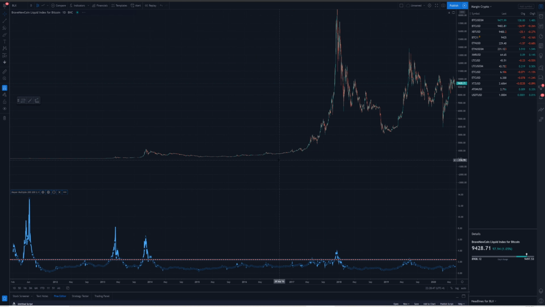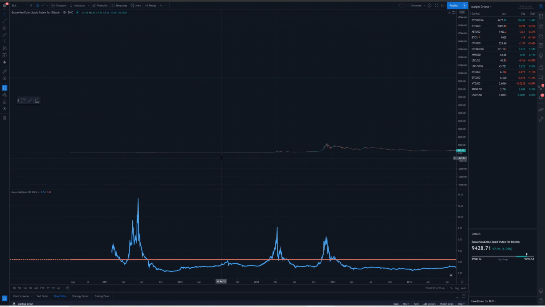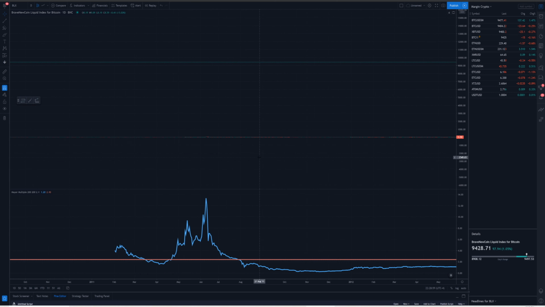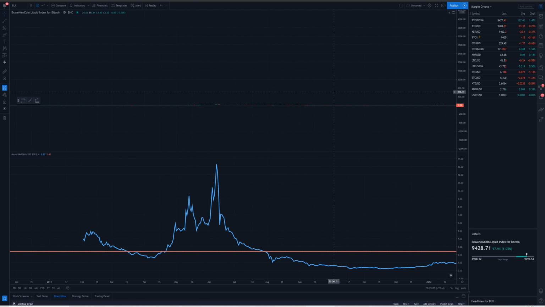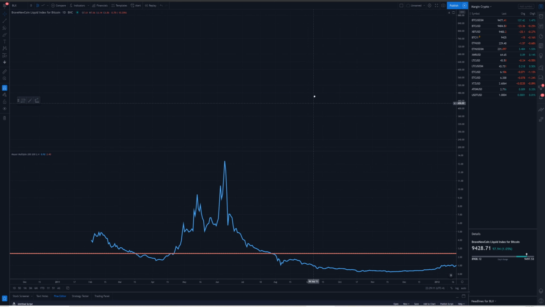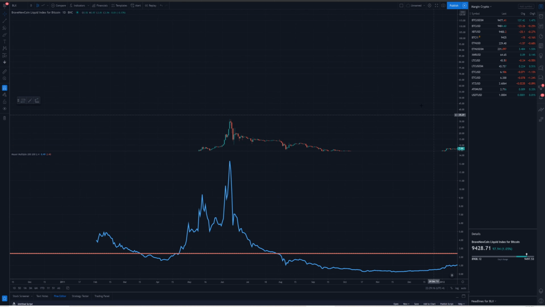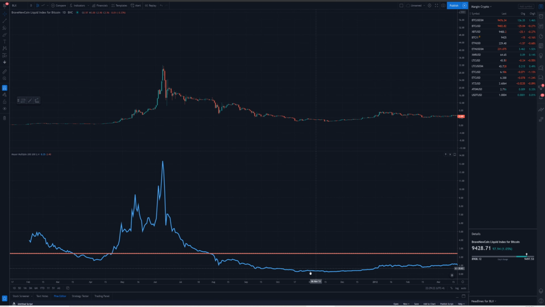Okay, so we're on the daily here. Let's go back to that 2011 period when the Mayer multiple was extremely low and see what that meant for the price of Bitcoin. So let's zoom in here and make this nice and big. I really have to zoom in because the last time the Bitcoin price was down around these levels, well, you're going to see in a second. Okay, so back in November, you can take a look at the Mayer multiple down here. Again, remember this red line is that 2.4 threshold. Anything above, can't buy. Anything below, you can buy.